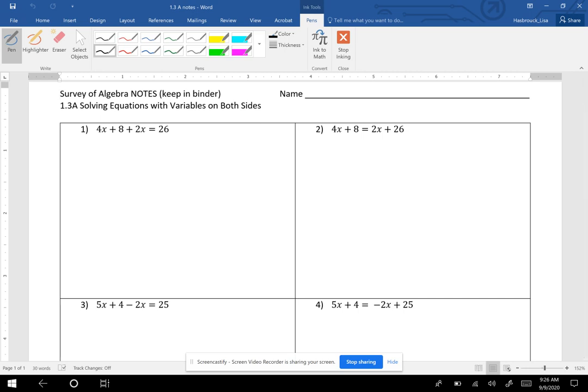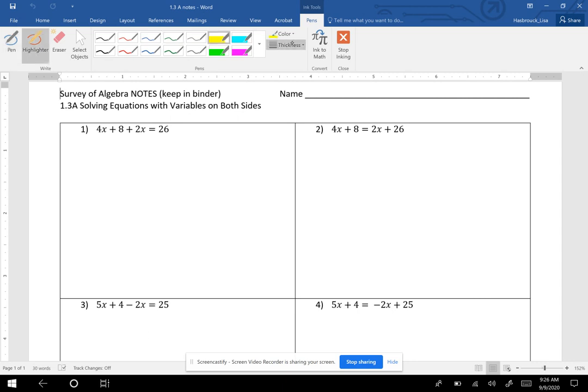Hello, students. Today we're going to go over the first set of notes for 1.3, solving equations with variables on both sides. Again, this is the first part, the 1.3a notes. We're going to look and compare problems that have the x's on the same side of the equal sign, and equations that have them on the opposite side of the equal sign. If it helps you, like I've said in previous videos, you can draw walls to really notice that difference.